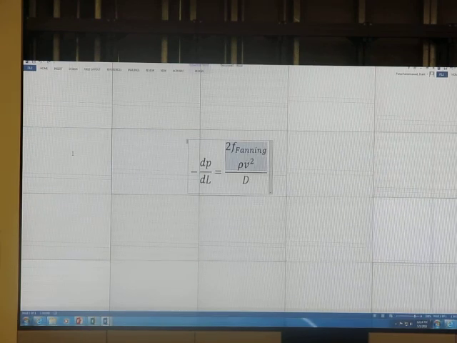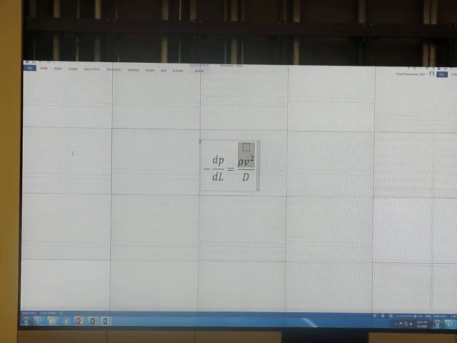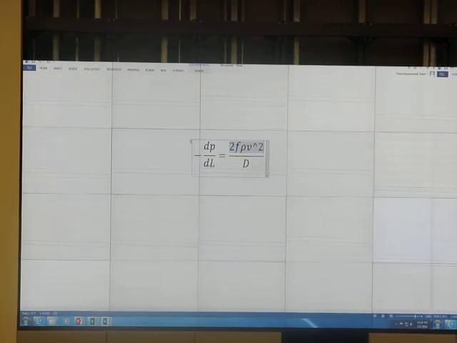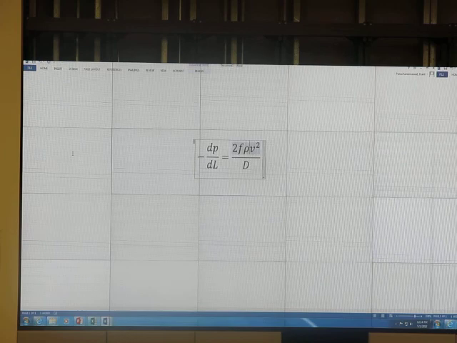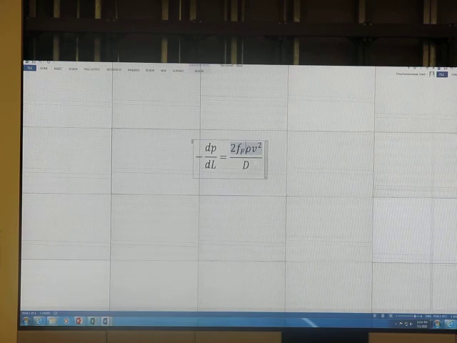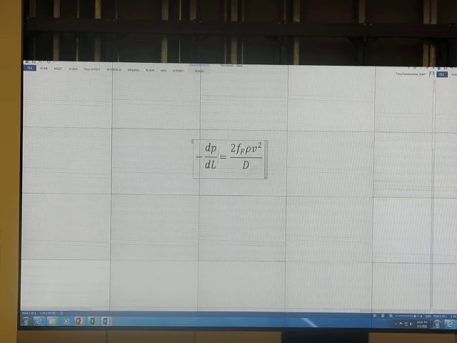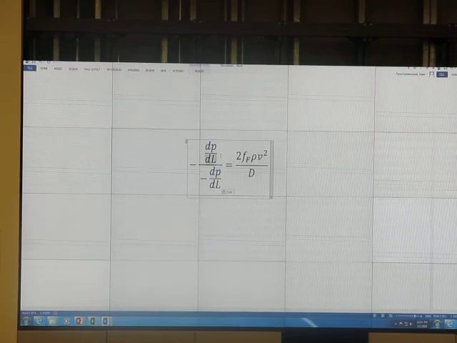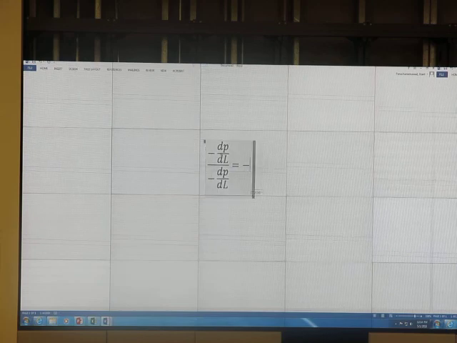Let's move on. 2F rho V square over D, and that F is Fanning. So the pressure drop ratio is this thing divided by that pressure drop. So I get the ratio of pressure drop per unit length, just the frictional term.